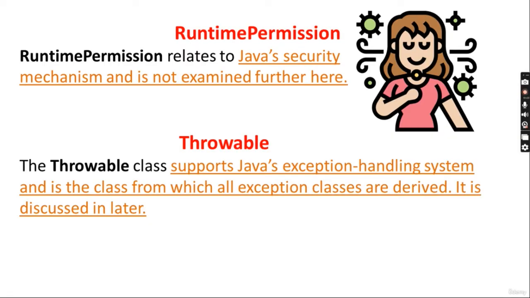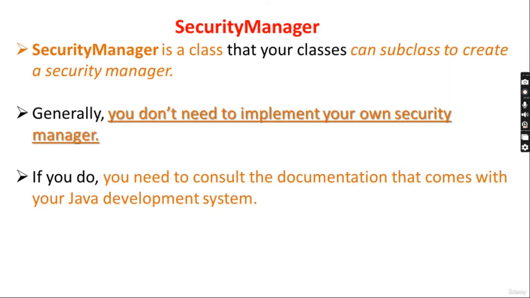It relates to the Java security mechanism and is not examined further here. Okay, so it directly relates to your Java security mechanism, and since it is a confidential one, it is not examined over here. Now the Throwable class. The Throwable class supports Java's exception handling system and is the class from which all exception classes are derived. Okay, so this is a very important class. It is discussed in the upcoming session.